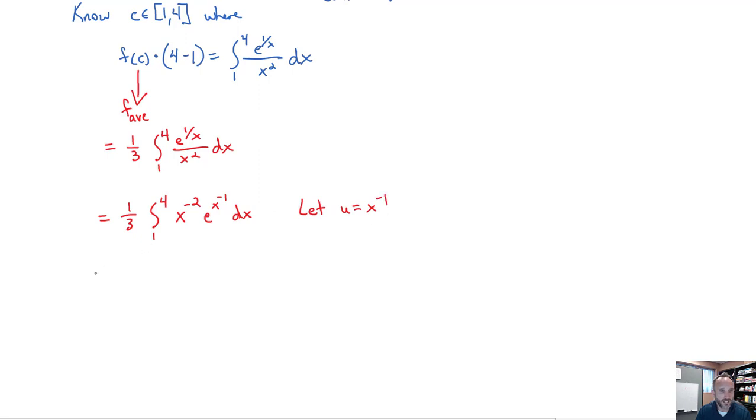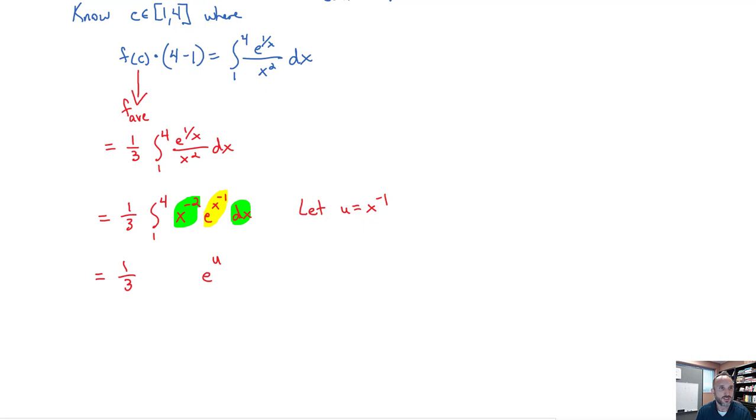Okay, so when I'm reconstructing my integral, my e to the x to the negative first just turns into e to the u. So I know when I reconstruct it, it turns into e to the u. What remains is x to the negative second dx.